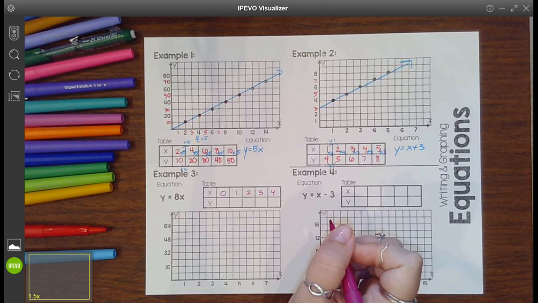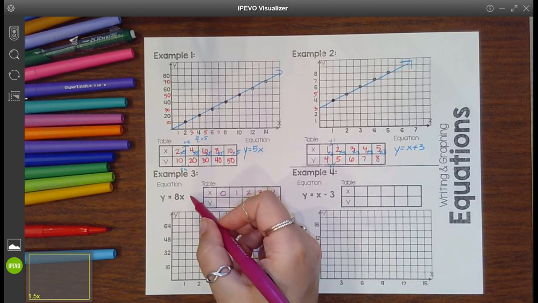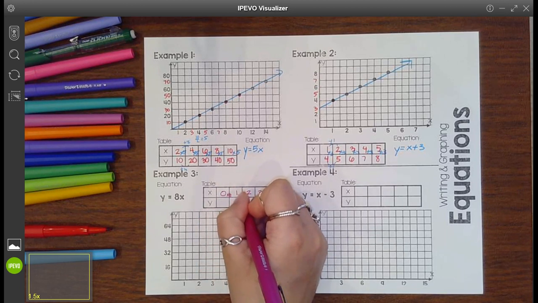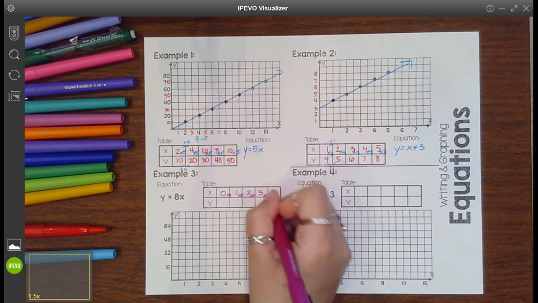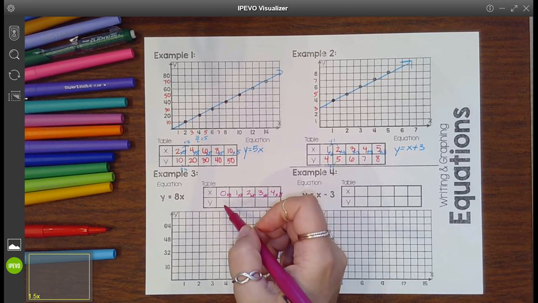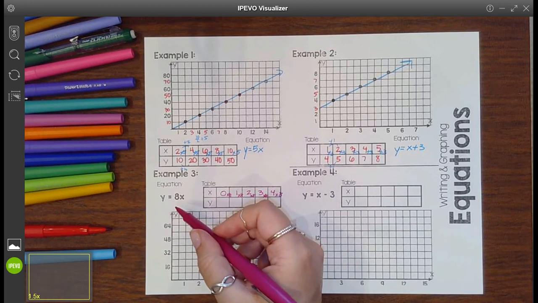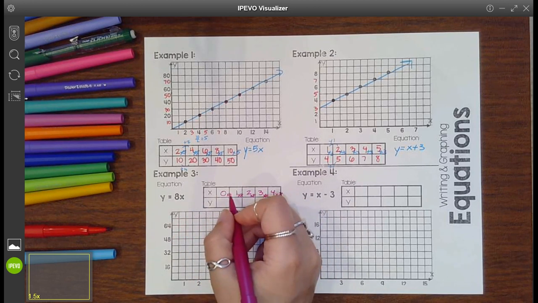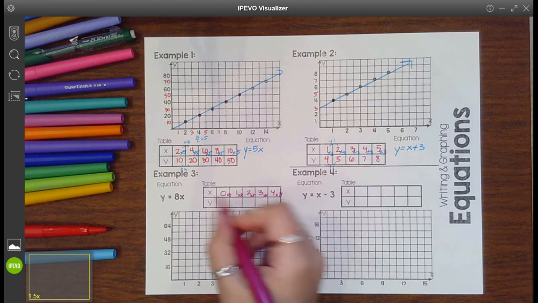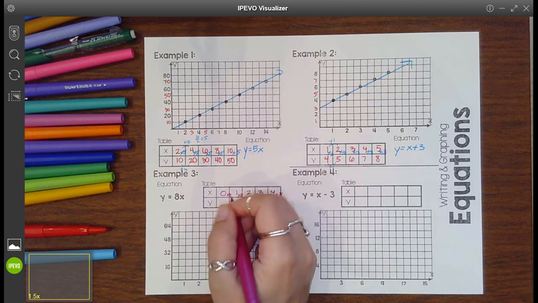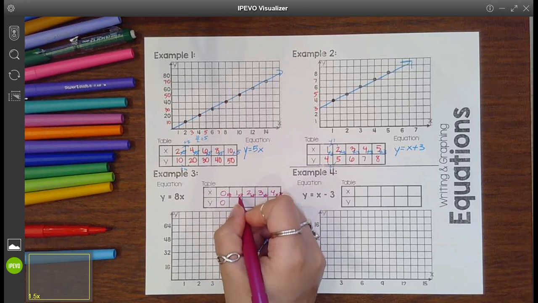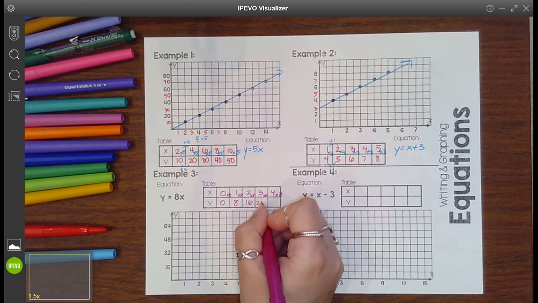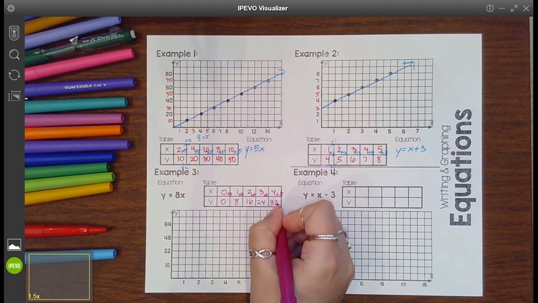I'm going to multiply 8 times 0. What is 0 times 8, and 1 times 8, and 2 times 8, and 3 times 8, and 4 times 8? Because I'm taking each of these x's and I'm substituting it into my equation for x in order to find the corresponding y. So if I just take each of these x's and multiply it by 8, that's plugging it into my equation. So 0 times 8 is 0. 1 times 8 is 8. 2 times 8 is 16. 3 times 8 is 24. And 4 times 8 is 32.